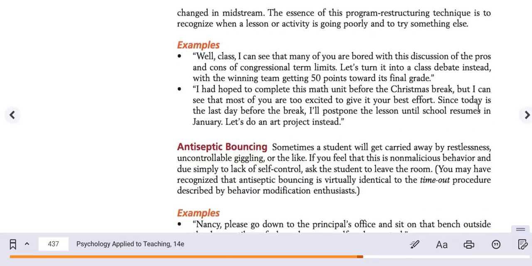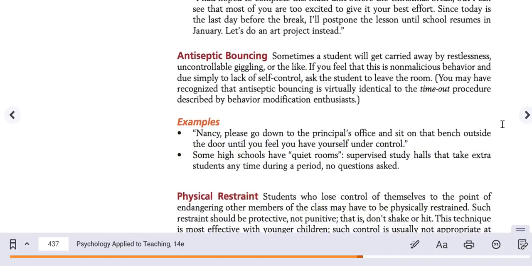Antiseptic bouncing. Sometimes the student will get carried away by restlessness, uncontrolled giggling, or the like. If you feel that this is non-malicious behavior and due simply to a lack of self-control, ask the student to leave the room. You may have recognized that antiseptic bouncing is virtually identical to the timeout procedure described by behavior modification enthusiasts. Examples: Nancy, please go down to the principal's office and sit on that bench outside the door until you feel you have control of yourself.